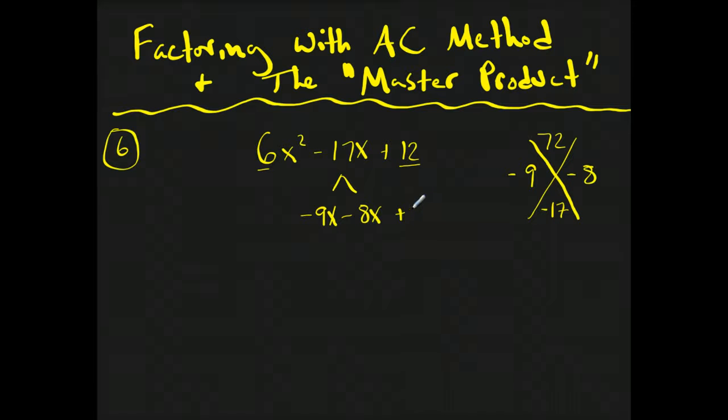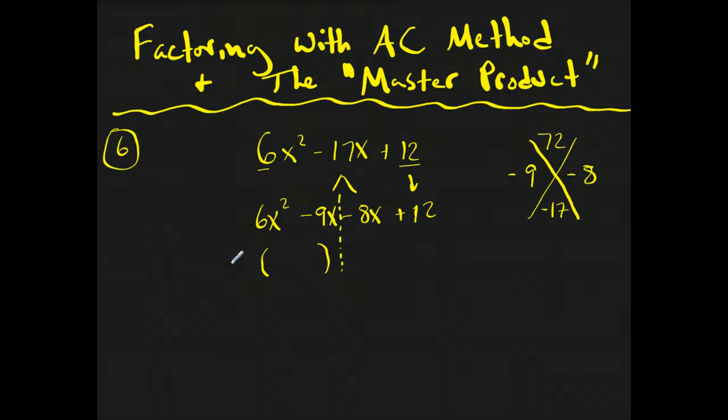I'm going to bring down the 12. So I just brought that down from there. I'm going to bring down the 6x squared, and now I'm ready for my next step. For this step, I'm going to split this in half, and I'm going to factor each side separately.